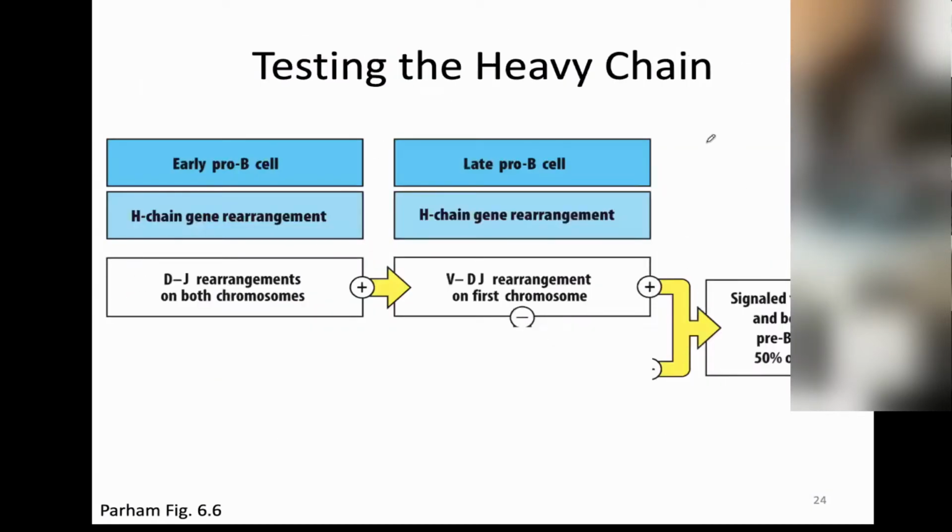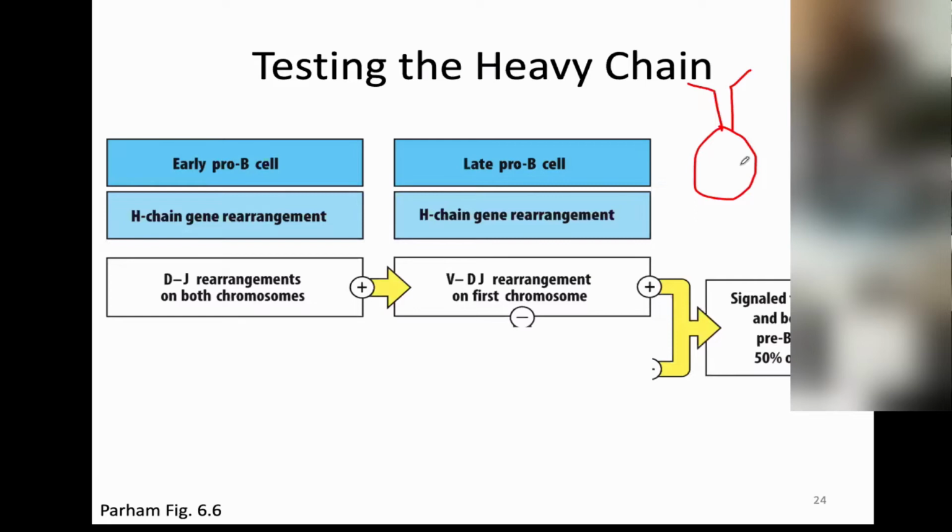And so it's going to do that by putting that heavy chain on the surface to see if the heavy chain works, to see if it made a good heavy chain. Once it puts that heavy chain on the surface, it no longer meets the criteria I told you about before of a pro B cell has nothing on the surface. So now it graduates to being something other than a pro B cell.